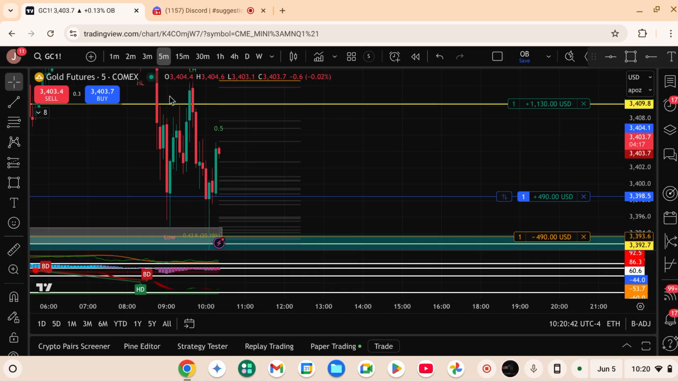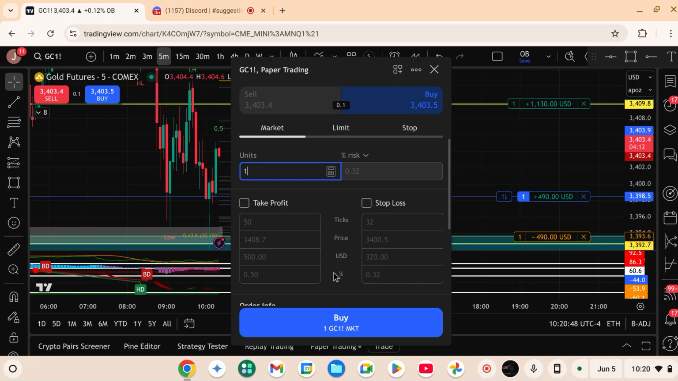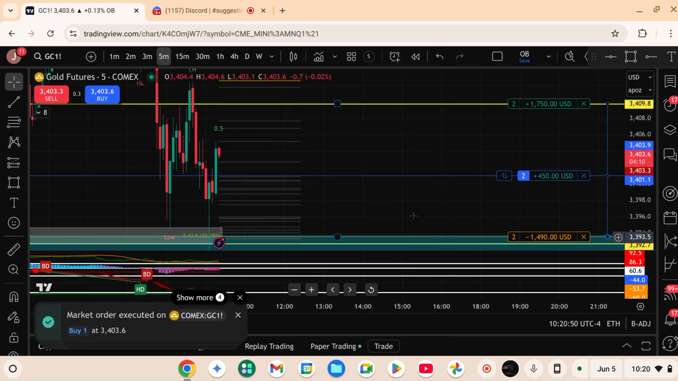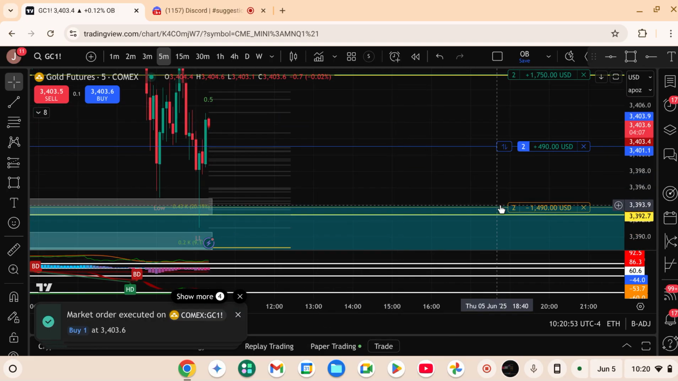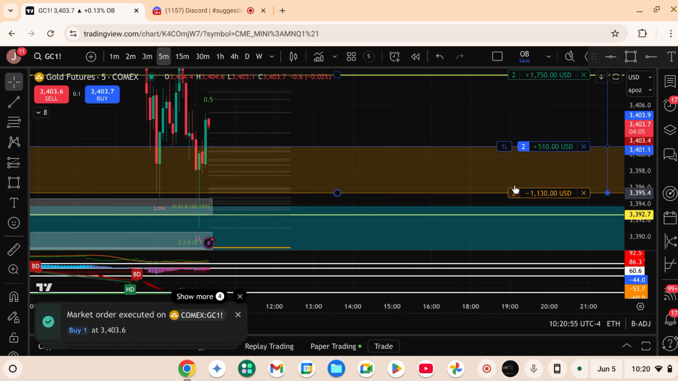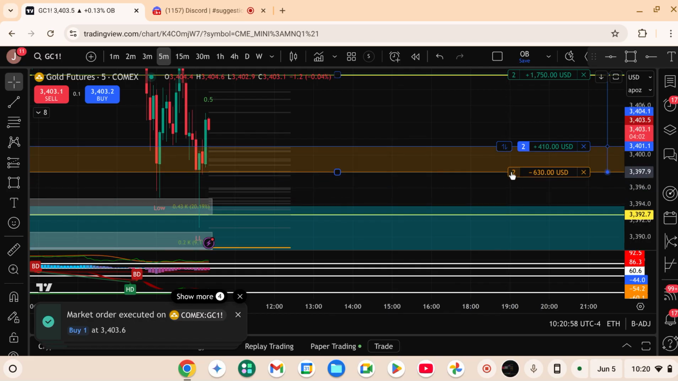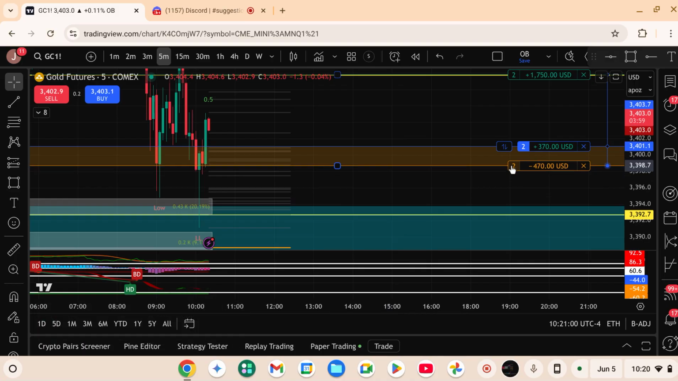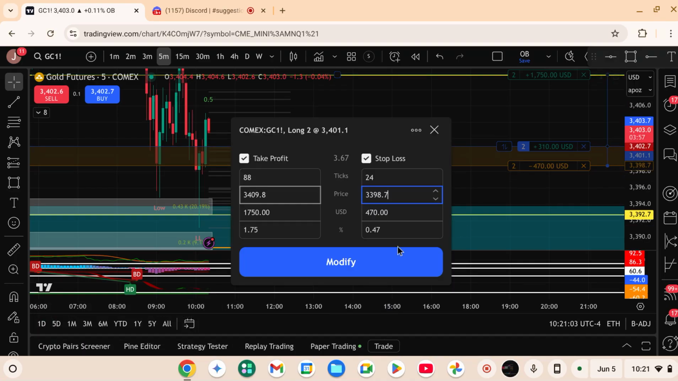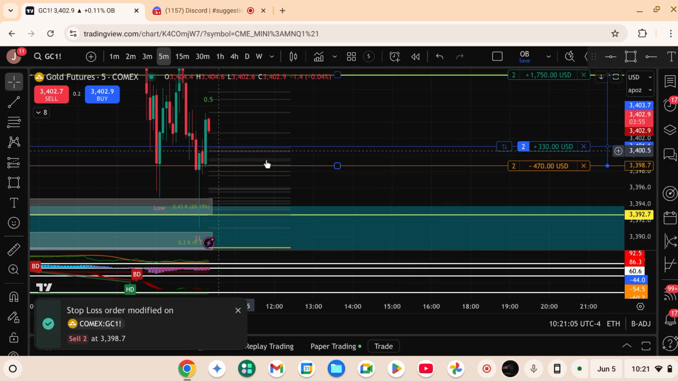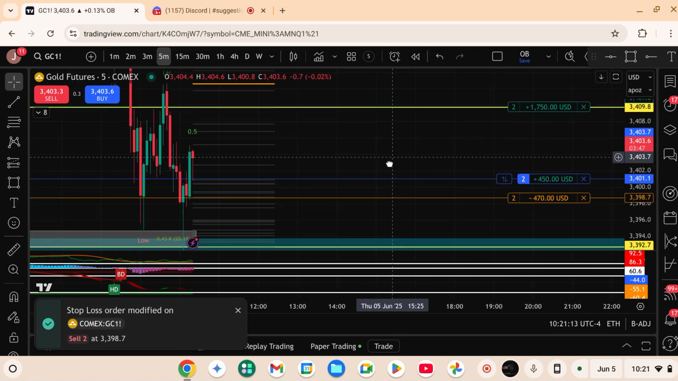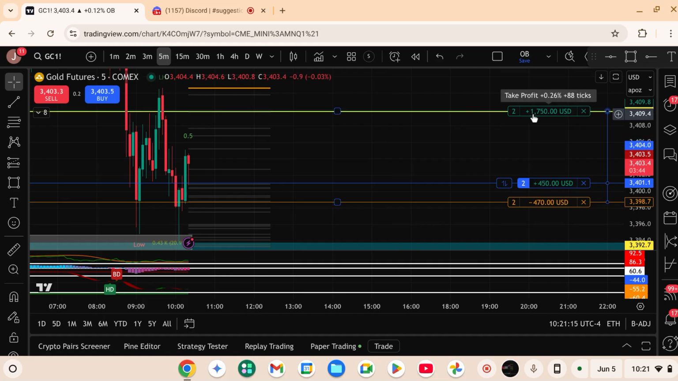I'm gonna add one more and move the stop. And then I'll adjust this here, right underneath this bullish candle. That way you're still risking almost the same amount, but you'll get more in profit right here. Now you don't have to do what I just did.